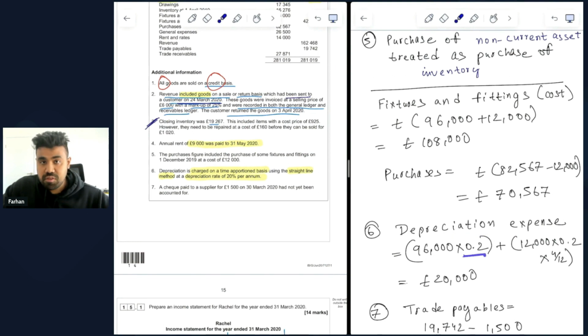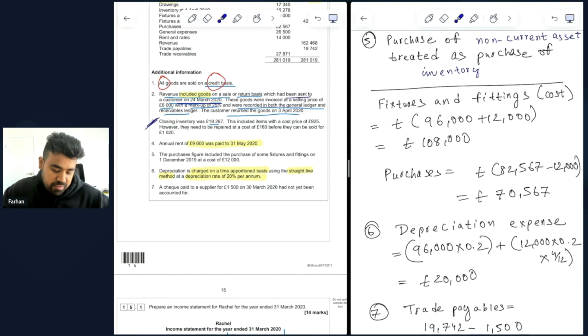But then there is another section towards it. We know that we have purchased an additional £12,000, which wasn't factored in. So 12,000 multiplied with 0.2, which is the same as 20%, and then we multiply a further 4/12. So why are we doing this? The question says to allocate depreciation based on the time it has been actually in use within the business.